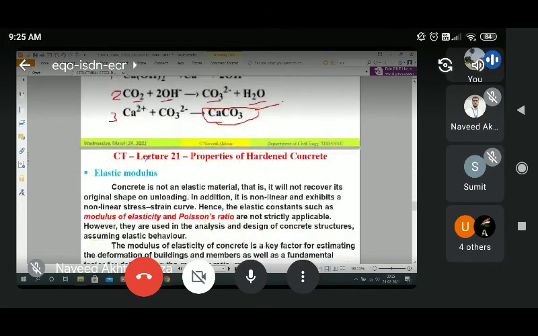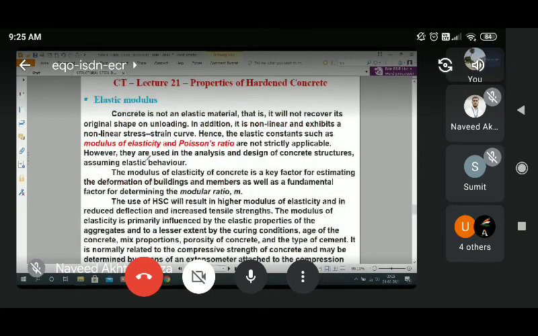In the second part of today's lecture, lecture number 21, we can see the elastic modulus, or the modulus of elasticity, of concrete. Generally, the modulus of elasticity is needed for design purposes.